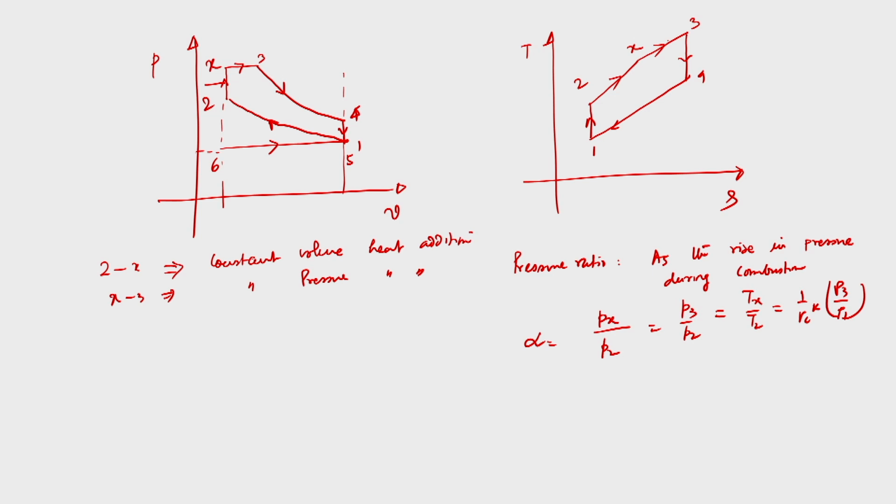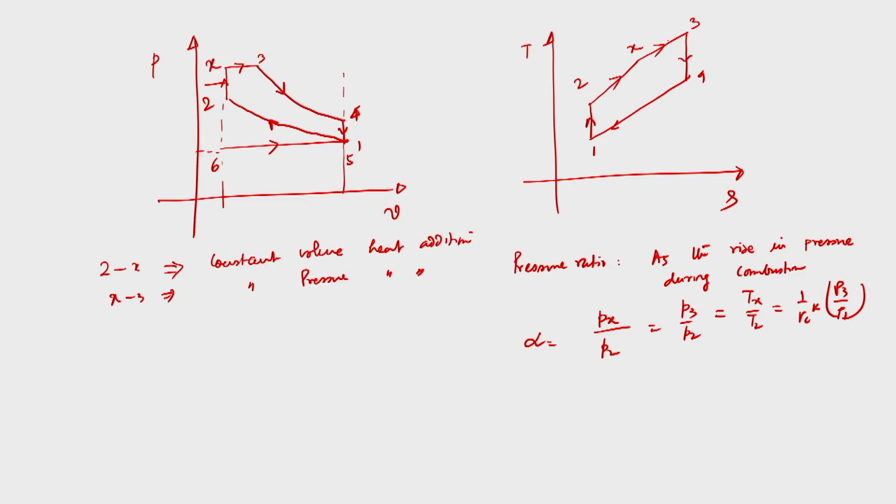So now we have to analyze the thermodynamic analysis to quantify the thermal efficiency. The rise in pressure during combustion is the pressure ratio, defined by alpha, Px by P2, which is equal to P3 by P2, which is equal to Tx by T2. So that is equal to 1 by Rc into P3 by P1. If we do a few more steps, I will get this expression.